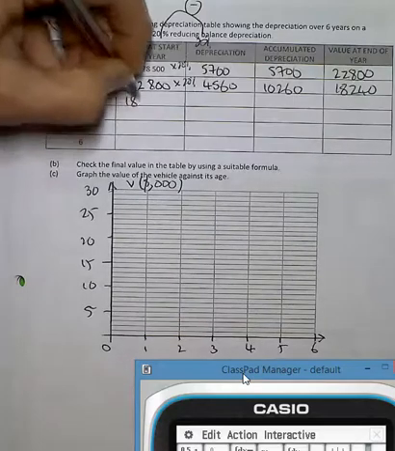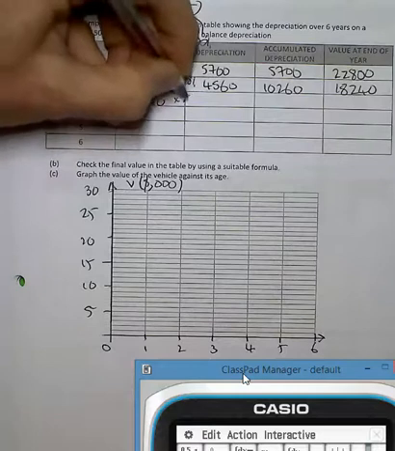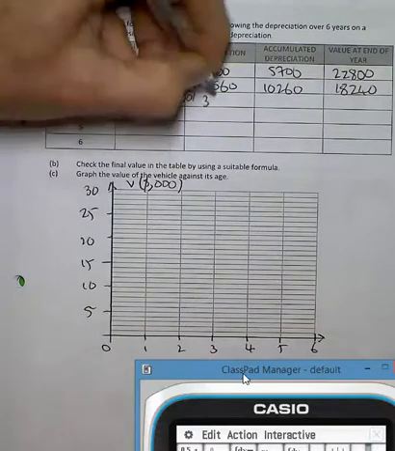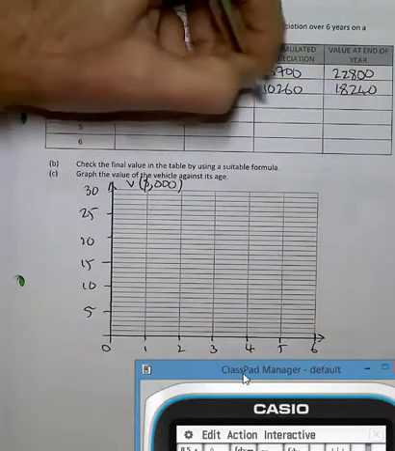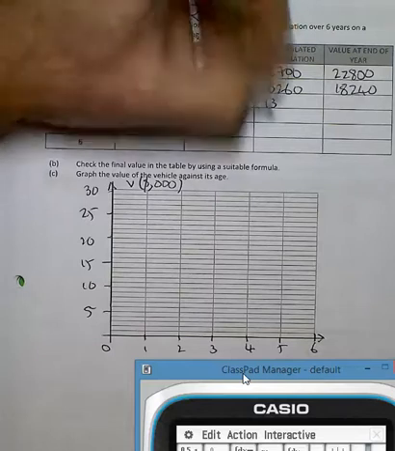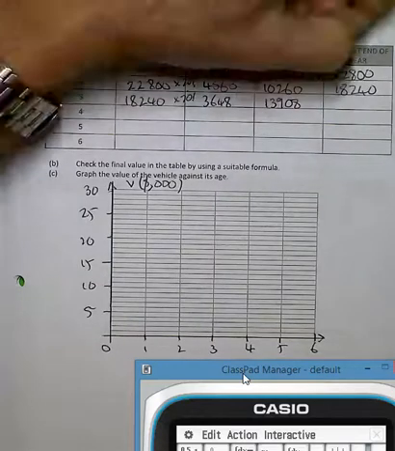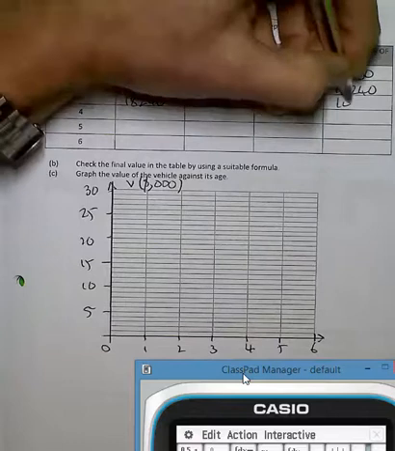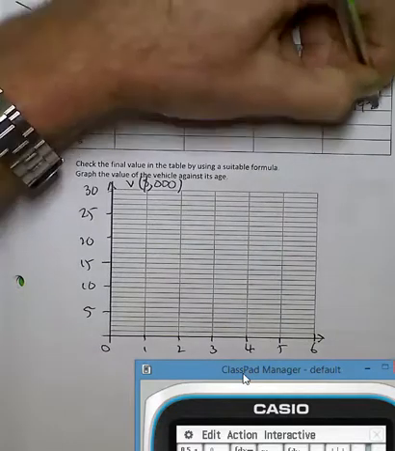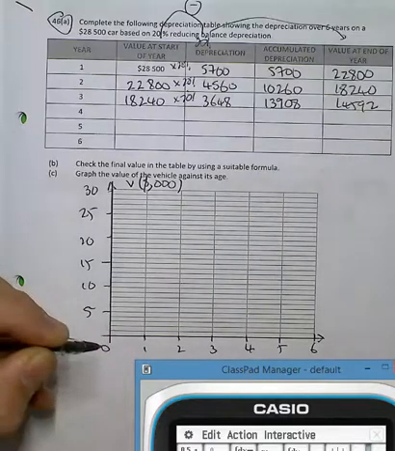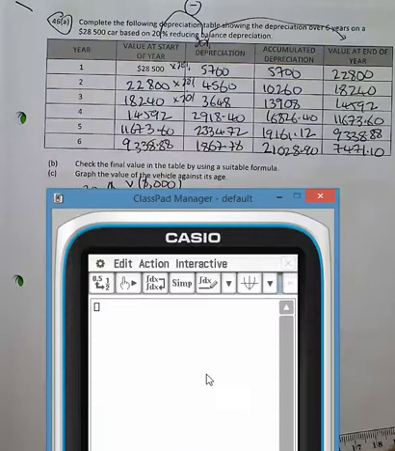So the 18,240 starts the next year. I multiply that by 20%. Do the addition for the accumulator, and then the subtraction for the value at the end of the year. Now I'll just pause the tape and finish off the rest of the table. So you can see now the completed figures.